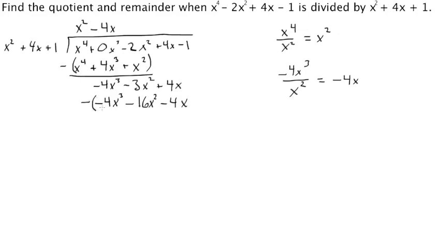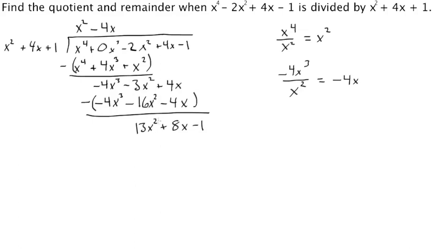And once again, I subtract each of these. So negative 4x cubed minus negative, so plus 4x cubed is 0. Once again, these should cancel out. If they don't, we messed up somewhere. Go back and check your work. Negative 3x squared minus a negative, so plus 16x squared. So negative 3x squared plus 16x squared, that will be 13x squared. 4x minus negative 4x, so plus 4x, that will be plus 8x. And once again, I look up here and bring down my next term.